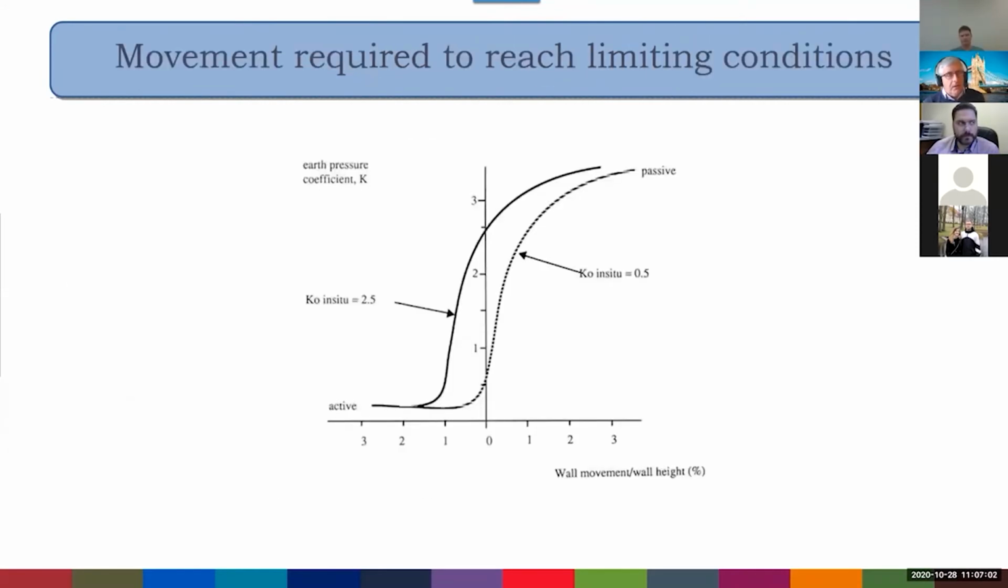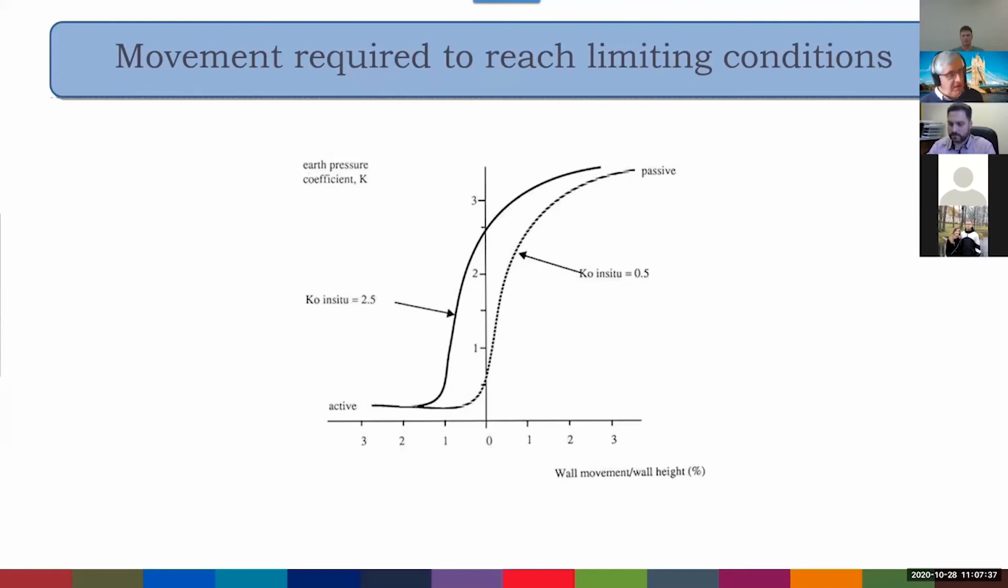Now, I've been talking about active and passive conditions, and of course, they may or may not apply depending on how much movement of the wall occurs. And this is a diagram showing you the development of earth pressure coefficient K on the vertical axis against relative wall movement normalized by the wall height. So this is the wall movement horizontally divided by the wall height expressed as a percent.